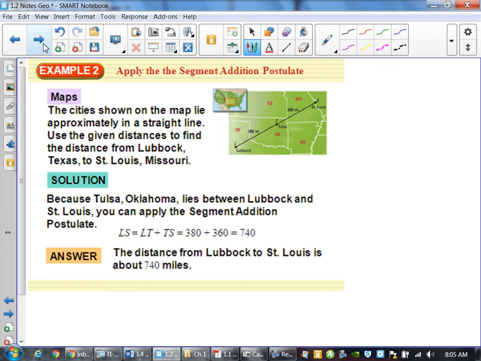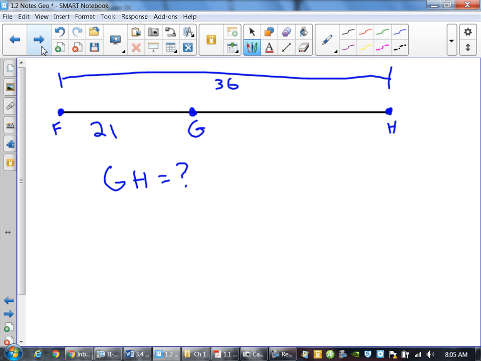So what we're able to do then is to take something like this and figure out missing parts. Because these style problems tend to lend themselves into very fast algebra. We know that the whole segment is so much. We know one chunk, what's the other chunk? And how do we figure that out?